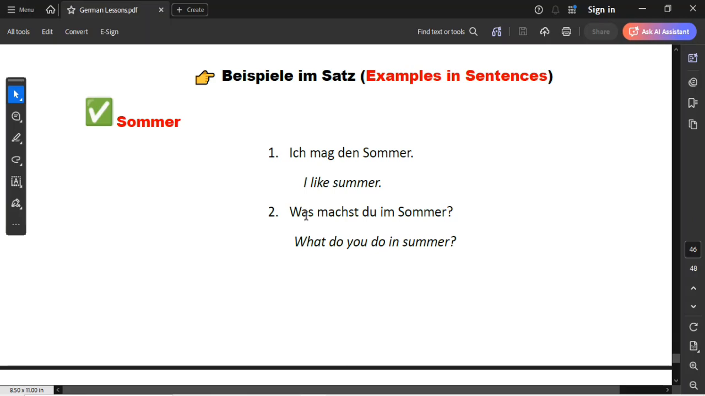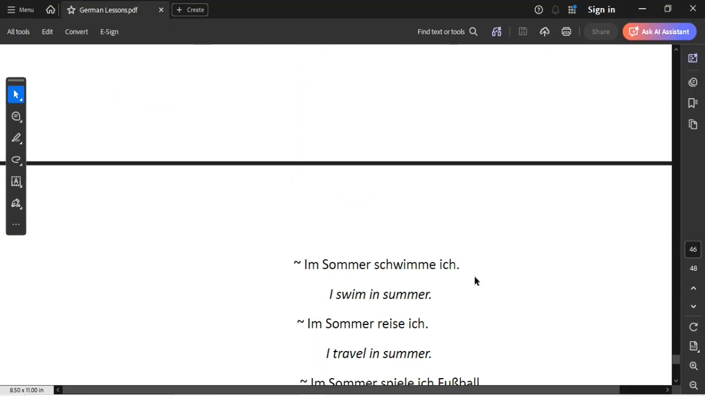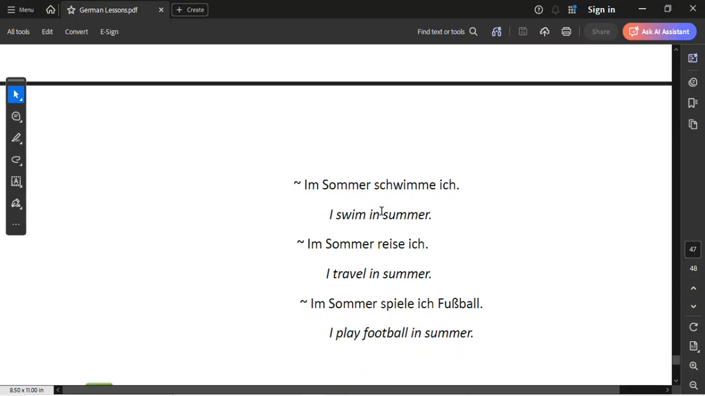Example number 2, we have Was magst du im Sommer? What do you do in summer? So I have some Antwort here. You can say Im Sommer schwimme ich. I swim in summer. Or you can say Im Sommer reise ich. I travel in summer. Or you can say Im Sommer spiele ich Fußball. I play football in summer.